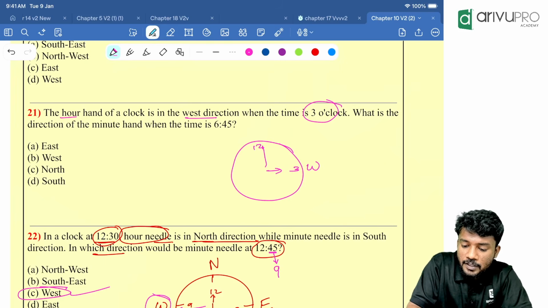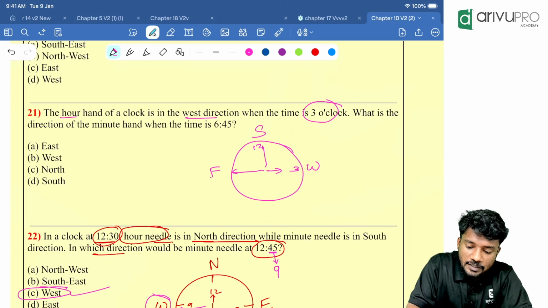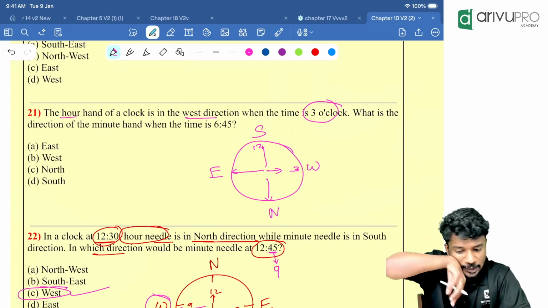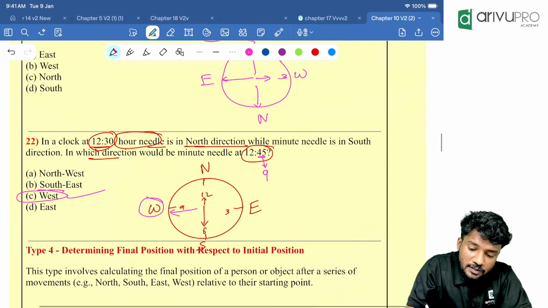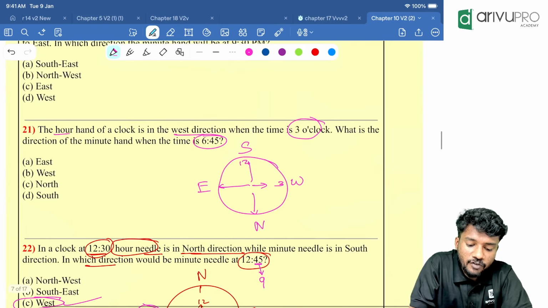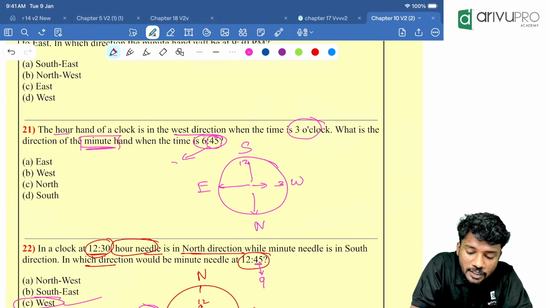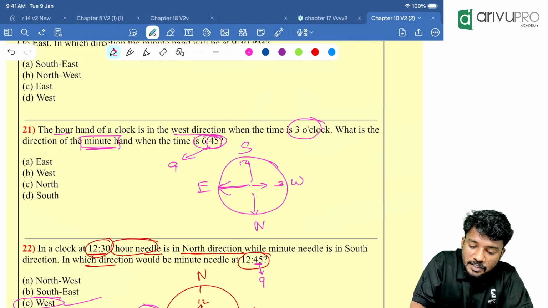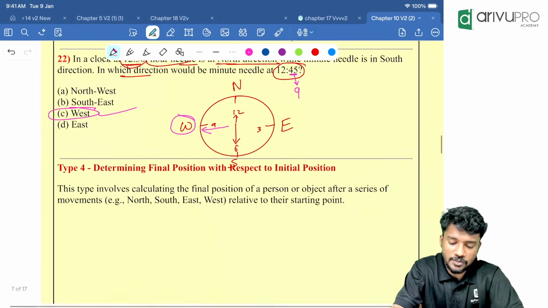Now people, west is this side. Then left of west is what? South. Opposite of west is what? East. Then right of west is what? North. Now you tell me, at 6:45, the minute hand points in which direction? Minute hand means we should talk about 9. 45 means 9. So the minute hand points towards which direction? The east direction. Option A is your answer.